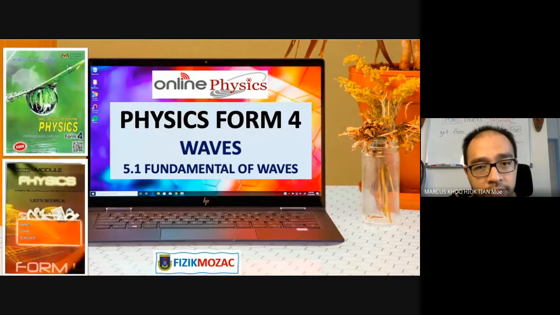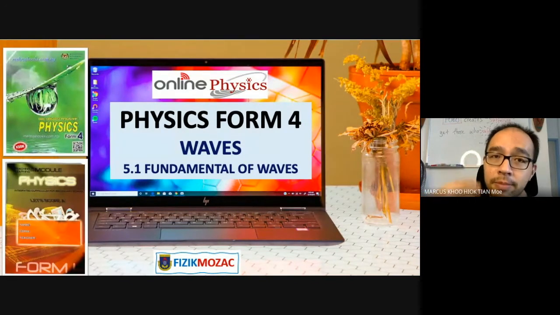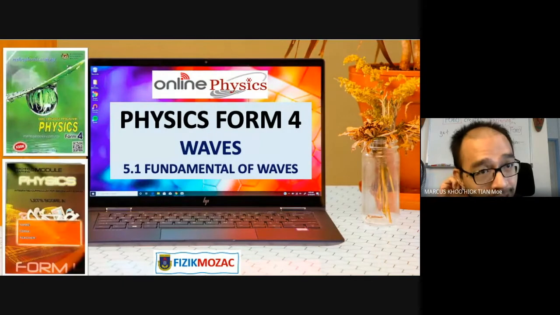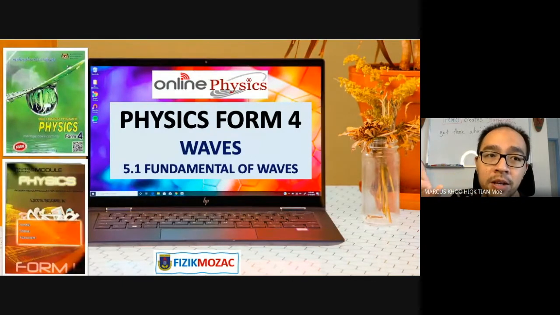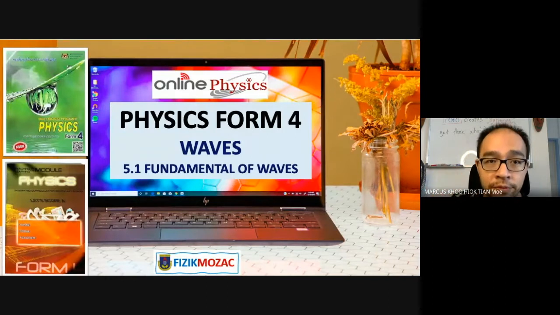We're going to go into chapter 5 today, and we're going to first begin by talking about the fundamentals of waves. Compared to chapter 4, chapter 5 and the next chapter, chapter 6, is really a walk in the park. We have actually covered the two most difficult chapters in Form 4, which is chapter 3, gravitation, and it is difficult because there's a lot of calculation.